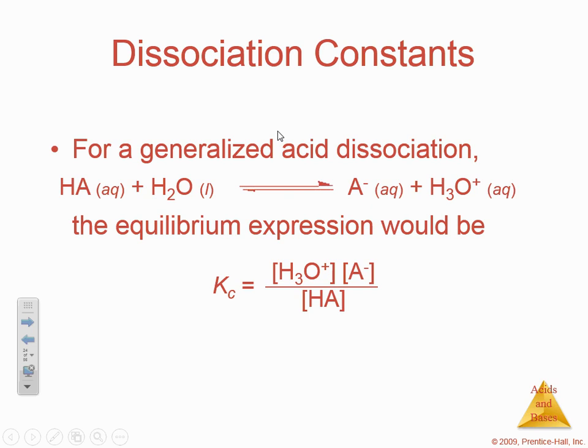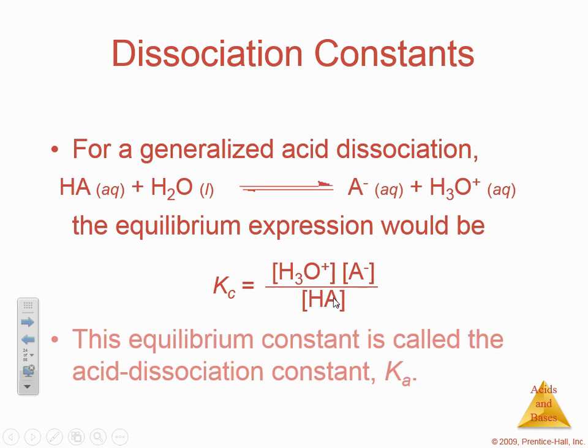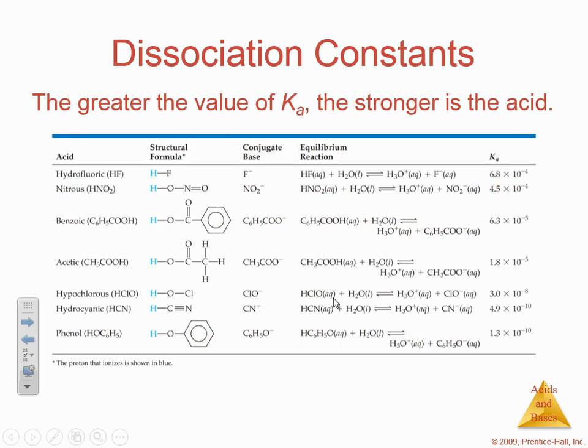So in general here, I have HA, an acid. It reacts with water, H2O, and it forms A minus and H3O plus. Remember, we exclude liquids. So my equilibrium equation is going to be H3O times A minus over HA. We call the equilibrium constant when we're talking about acids Ka, so this is our equation for Ka, which stays the same.